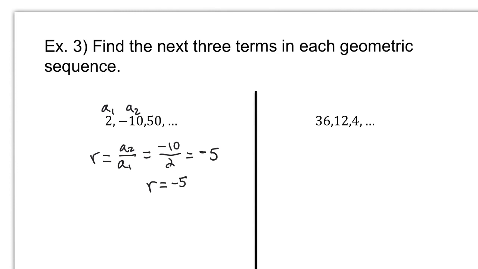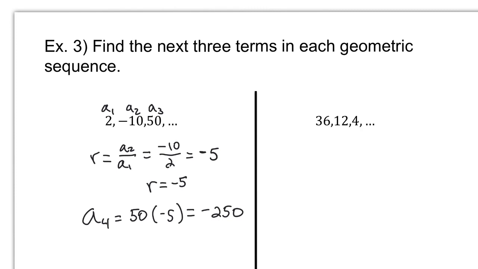So now you guys multiply that to get the next term. I'm going to show you a little notation that you need to know. We know the first term, second term, my third term is a sub 3. So the next one should be my fourth term, so I'm going to put a sub 4. I'm going to take 50, which is the previous one, the third term, and I multiply by -5, and that's going to be negative 250.